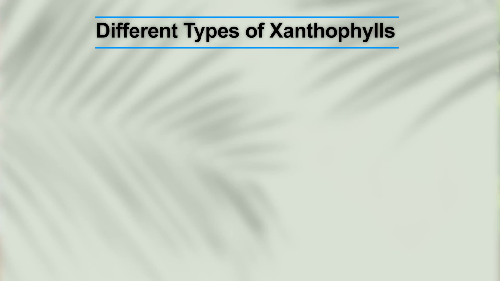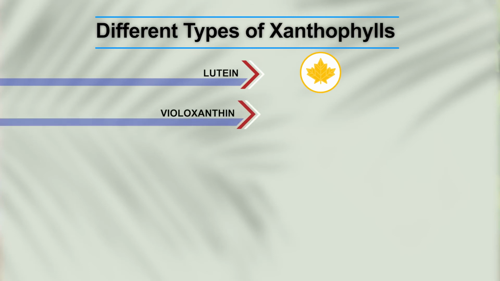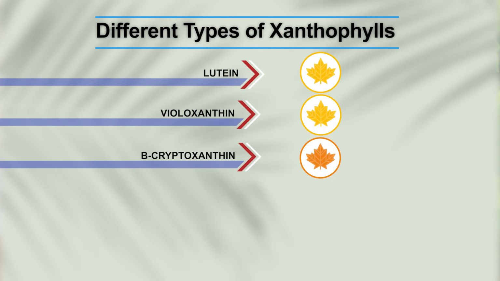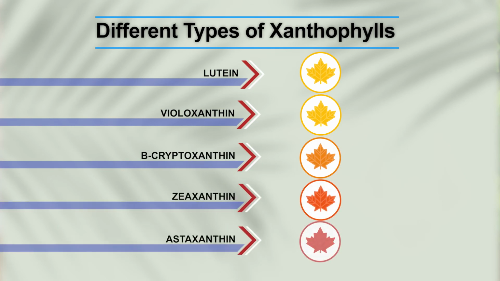Now let us talk about different types of xanthophylls. Actually, xanthophylls include lutein, which is yellow in color. Apart from that, there is violaxanthin, which is yellow in color, beta cryptoxanthin, which is orange in color, zeaxanthin, which is yellow-orange in color, and astaxanthin, which is red in color. In fact, these particular pigments have more or less the same pattern of red or reddish-yellow in color.